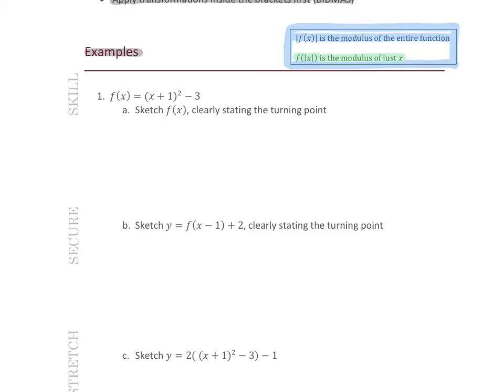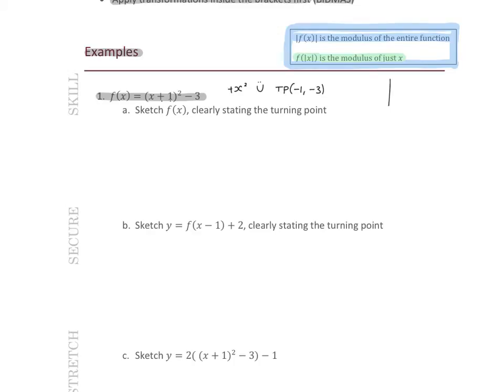What you probably want to do is make that nice clear subheading in your book, and then we are going to write question number 1. So f of x equals x plus 1 squared minus 3. Okay, so we have a function to sketch. Now this is a positive x squared function, so it's happy face. It has a turning point from the completing the square function of minus 1, so we change that one, and then minus 3.